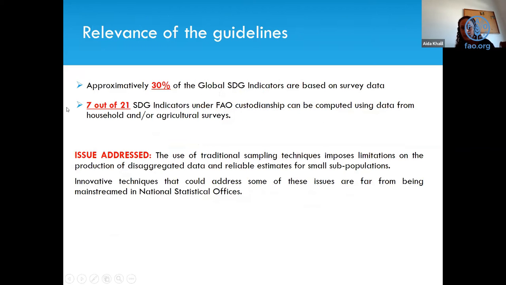And this publication is particularly relevant because approximately 30% of all the SDG indicators included in the global SDG monitoring framework are based on survey data. And only for what concerns the FAO, 7 out of the 21 indicators under its custodianship can be computed only or also with survey data. And the issue addressed by the publication are those that I've mentioned. So that when you use sample survey data, there are limitations to produce reliable disaggregated estimates, and the techniques that could address this limitation are often not mainstream in national statistical offices.